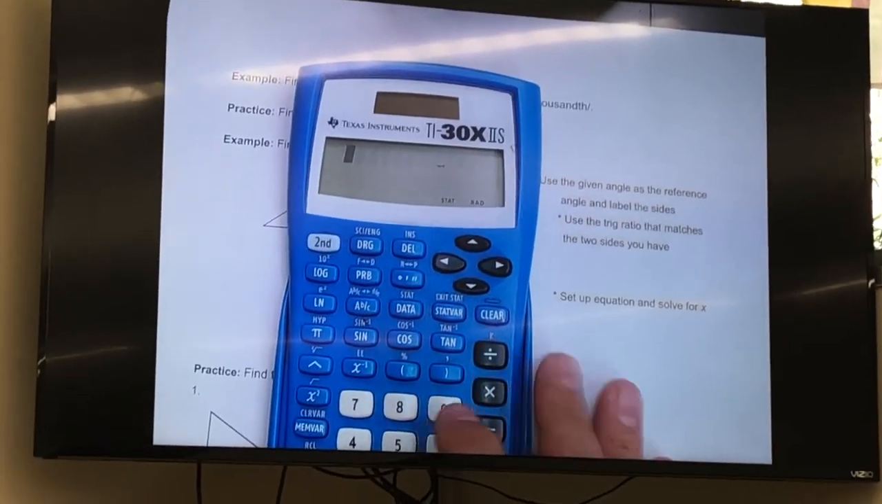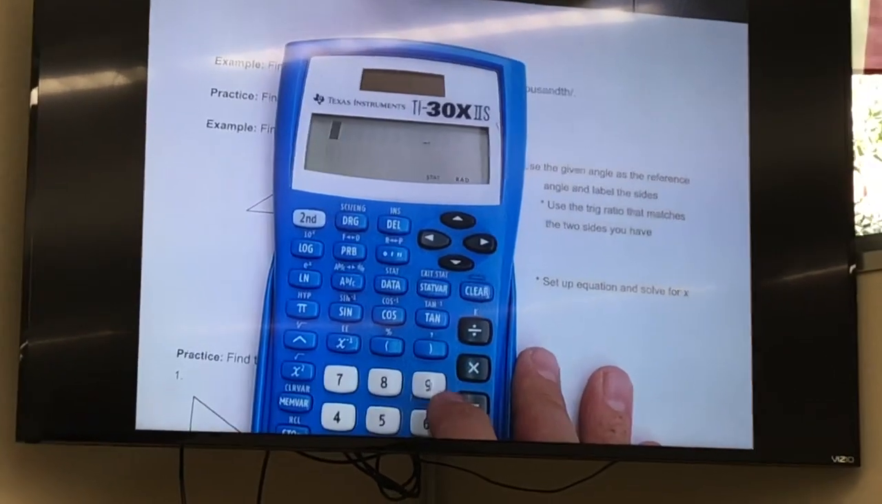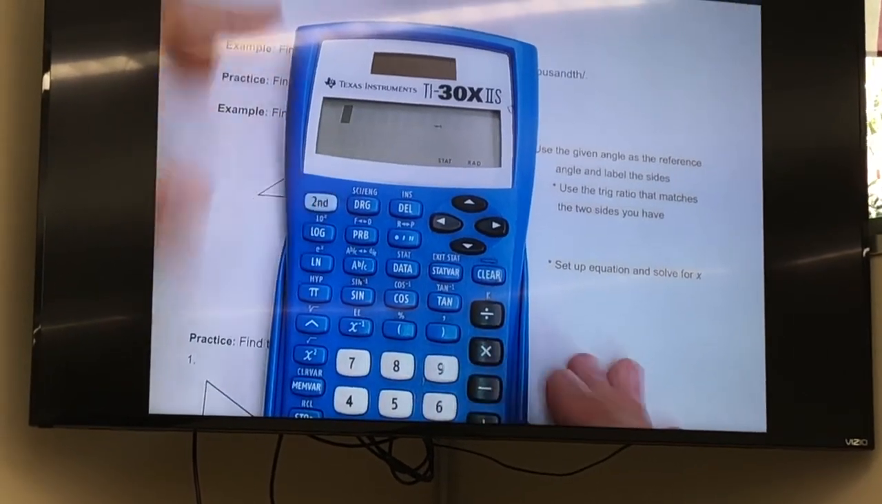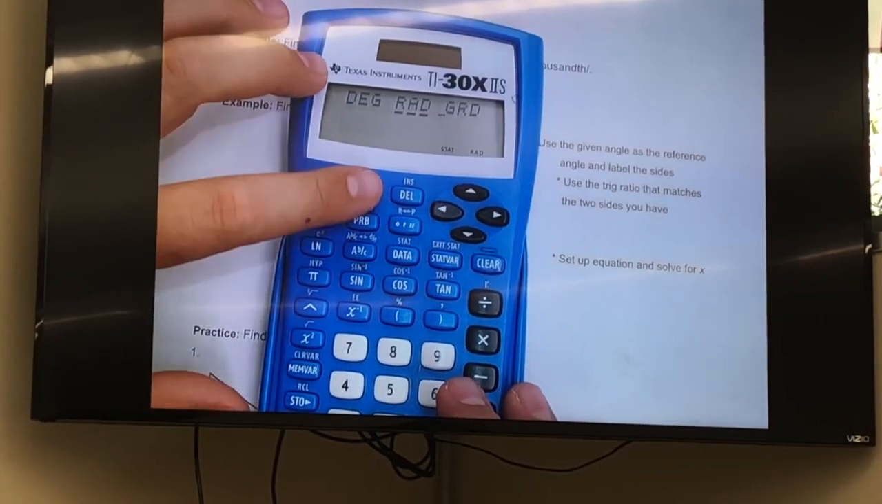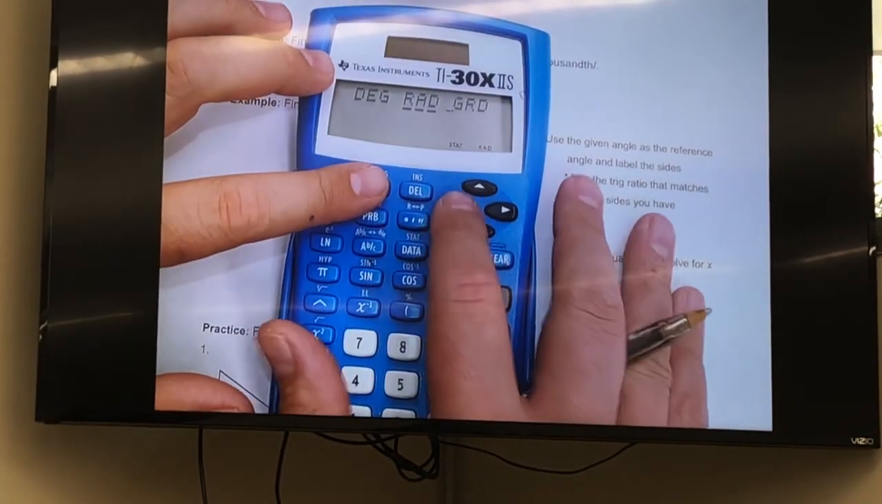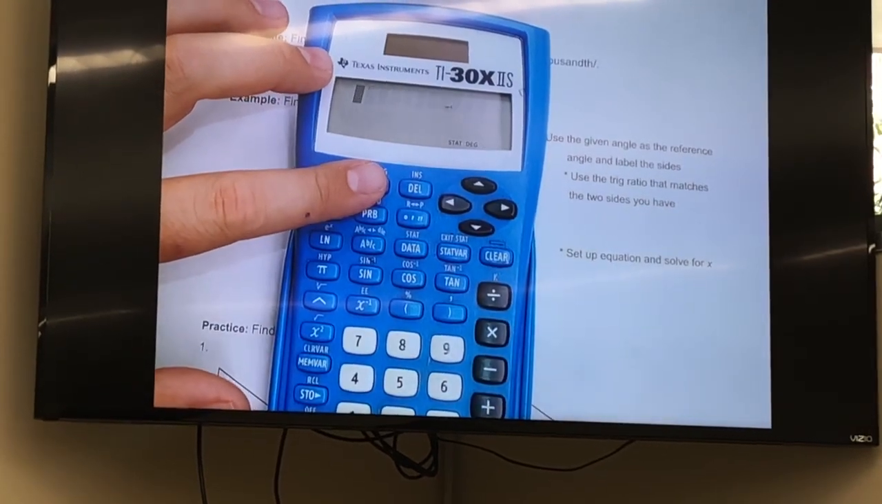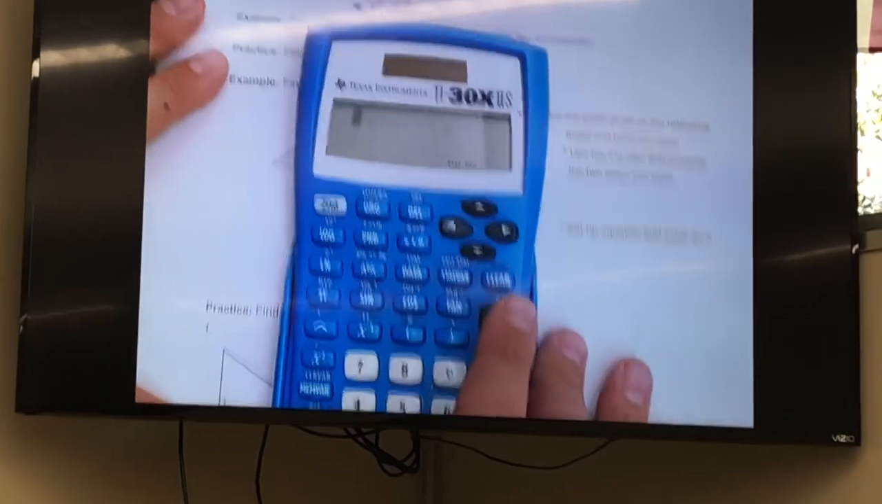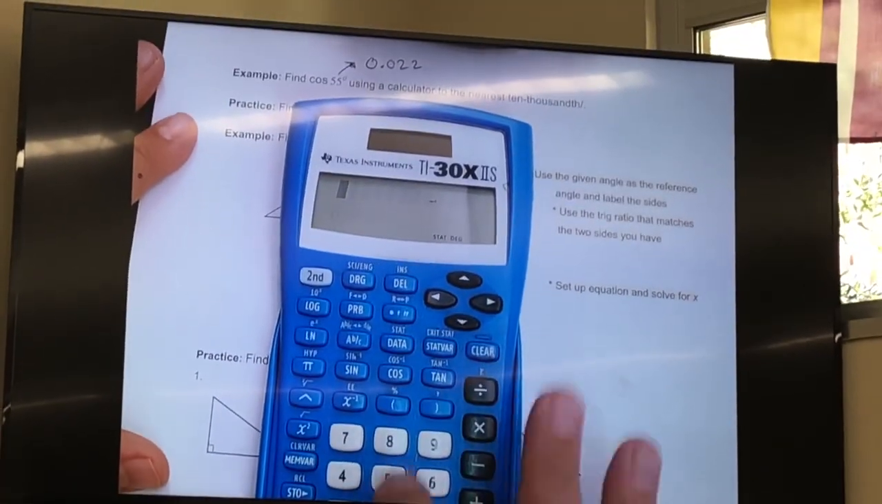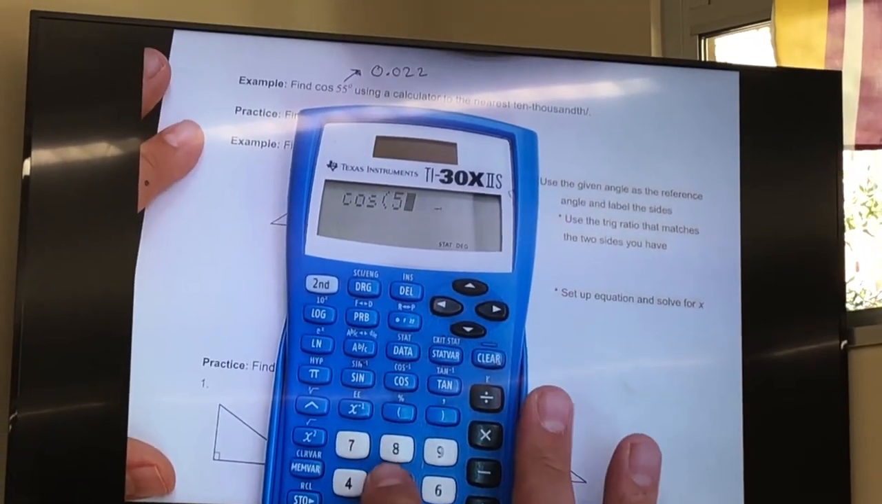So, Miss May, DRG at the top? Is it at the top, DRG? See that? Left degree. Perfect. So let's try that one more time. So cosine of 55.